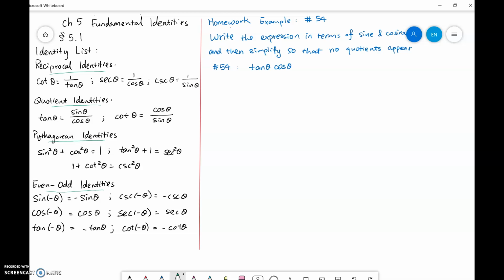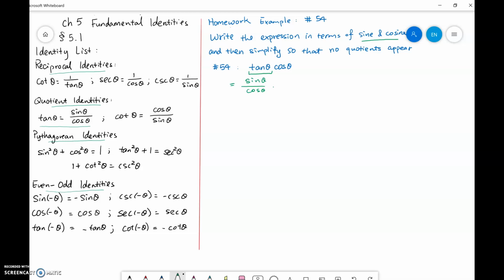Write the expression in terms of sine and cosine, and then simplify so that no quotient appears and all functions are of theta only. So number 54 is tangent of theta times cosine of theta. Since we want to rewrite everything in terms of sine and cosine, and I already have a cosine here, I'm not going to touch the cosine, but I have a tangent theta. So I'm going to rewrite tangent theta using the quotient identity, which is sine of theta over cosine of theta.